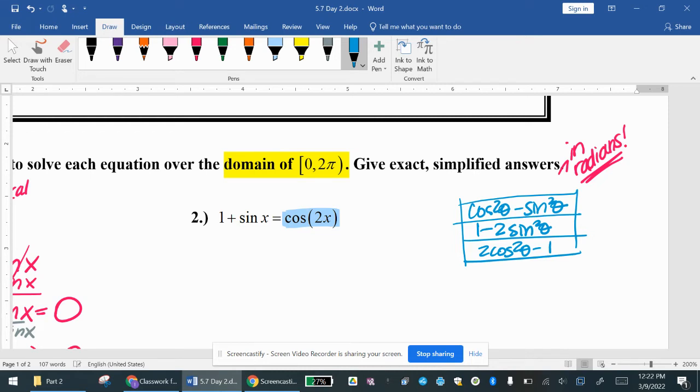Now, because I do have an option that will keep everything within the family of sine, I'm going to go ahead and use that one to replace cosine of the double angle.